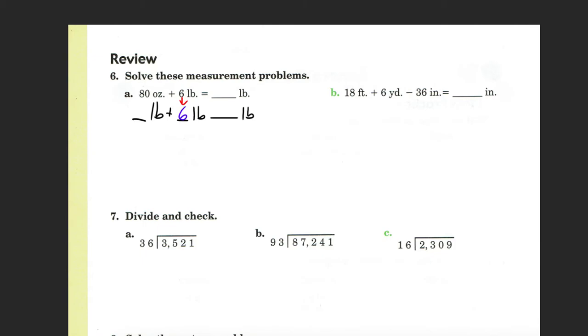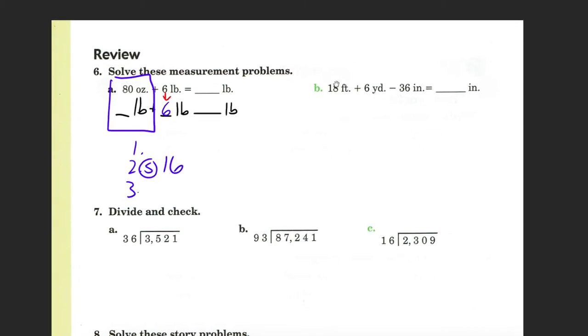So now you're trying to figure this out. 80 ounces equals how many pounds? Okay, I'll give you guys a hint. The special number is how many ounces are there in a pound? There's 16 ounces, so the special number is 16. B is actually quite tricky. Let me give you some hints on how to solve B.